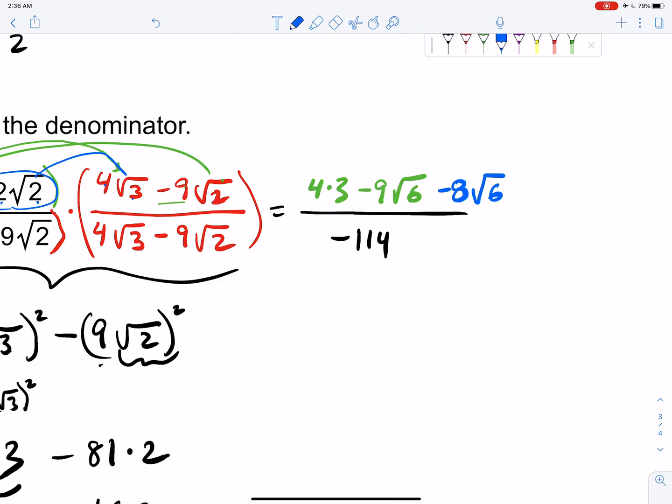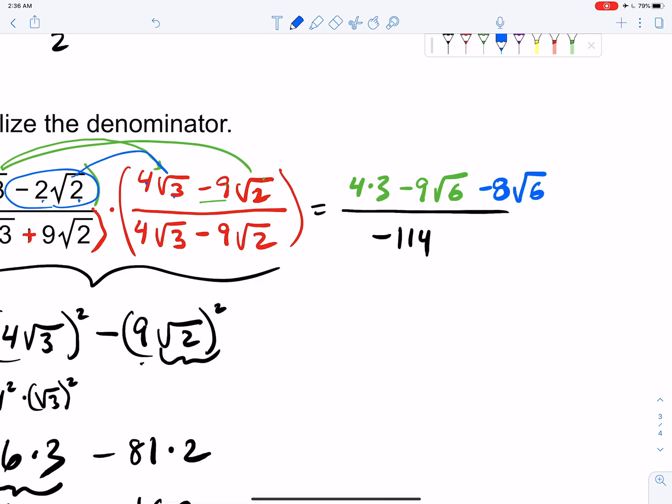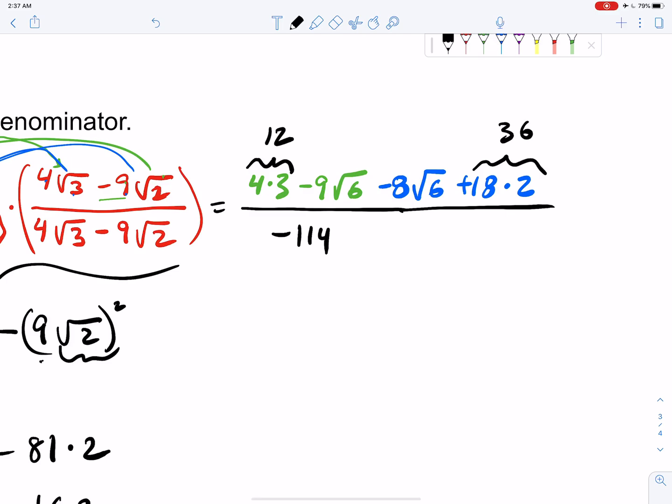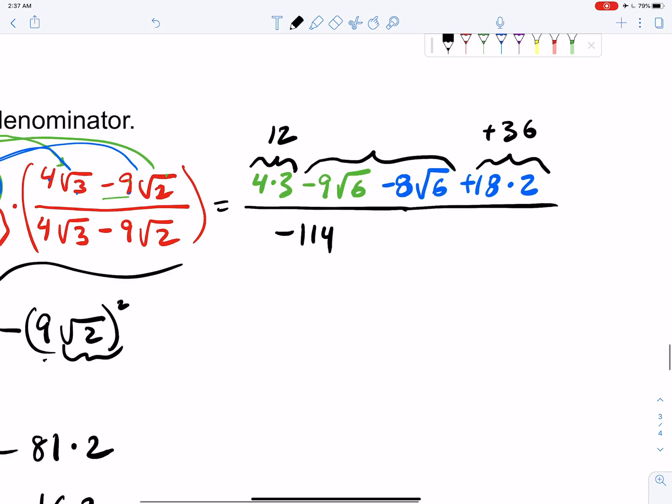And finishing off here, let's go to the last term. A negative 2 times negative 9 is positive 18. And root 2 times root 2 is root 4, which is just 2. Now, some things should happen here, like 4 times 3 is 12. And 18 times 2 is 36. And even this stuff in the middle, these are like terms. Negative 9 root 6 minus 8 root 6 is negative 17 root 6.